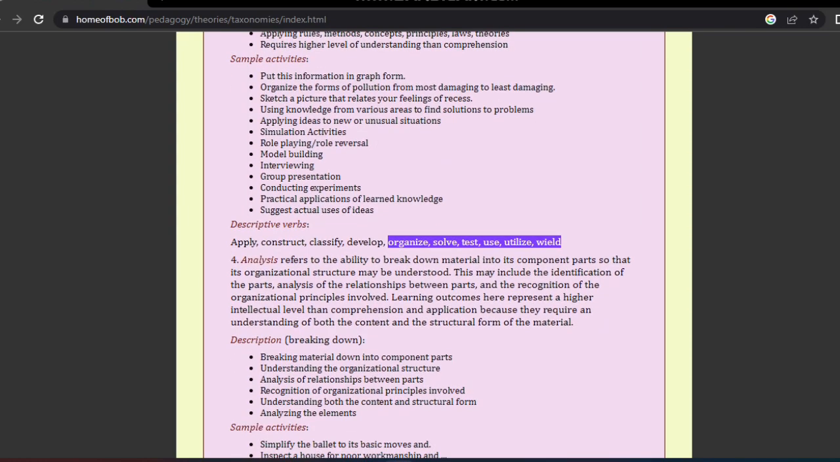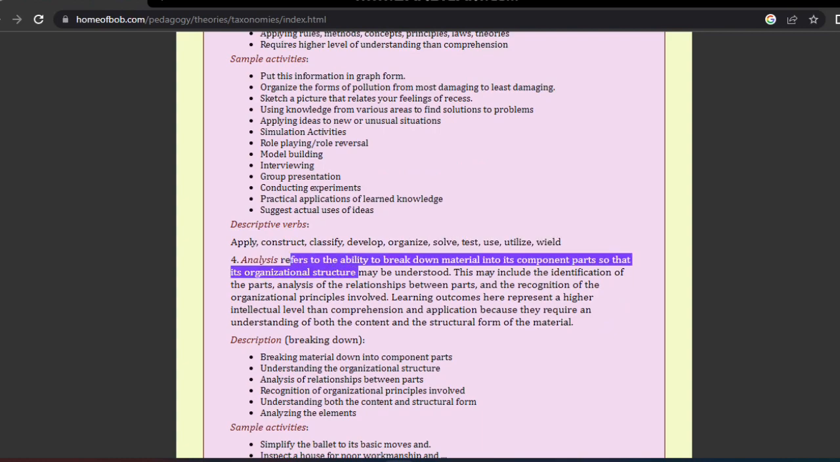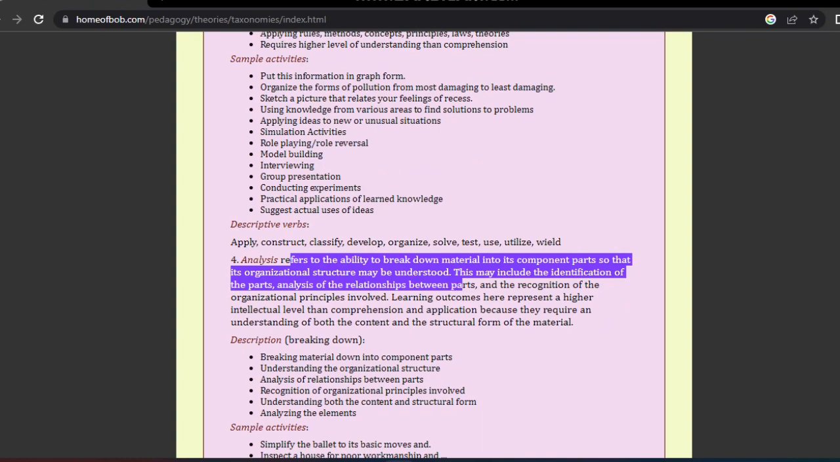Okay, at number four comes analysis. And so what comes in analysis? Analysis refers to the ability to break down material into its component parts so that its organizational structure may be understood. This may include the identification of the parts, analysis of the relationships between parts, and the recognition of the organizational principles involved.